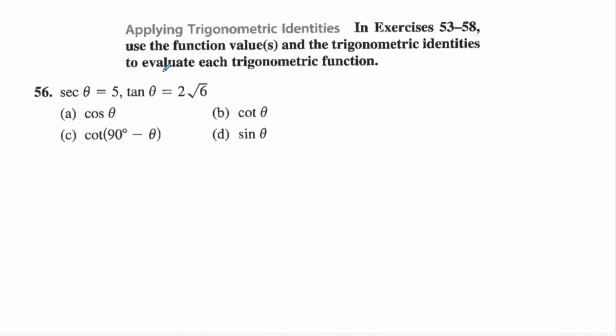Use the function values in the trigonometric identities to evaluate each trigonometric function. Okay. So you know that the secant is equal to 5, aka 5 over 1. Cosine is the reciprocal of that, so it's equal to 1 over 5. Now, tangent is equal to 2 root 6. So that means cotangent is 1 over 2 root 6. In other words, the reciprocal, which we multiply by root 6. We get root 6 over 2 times root 6 is 12, right? Here's where it gets fun. Cotangent of 90 minus theta. Hey, wait, that's the same as the tangent, so it's just 2 root 6.